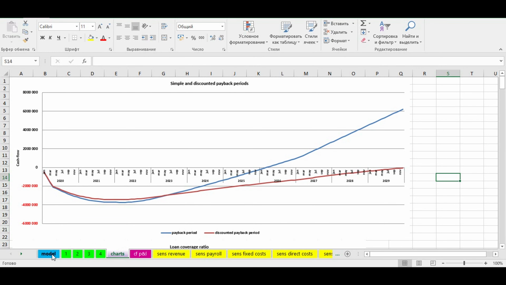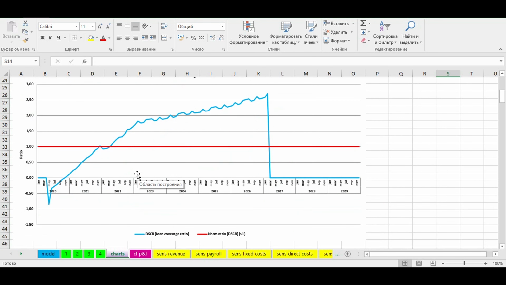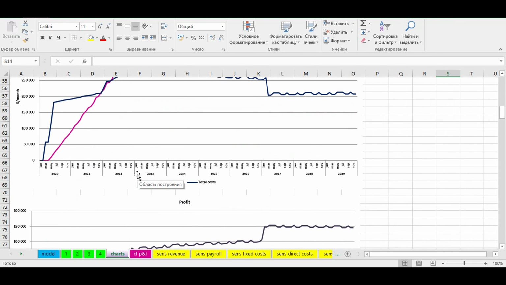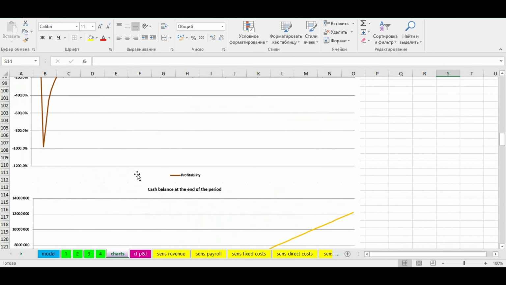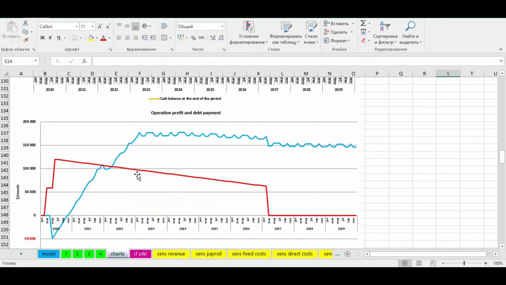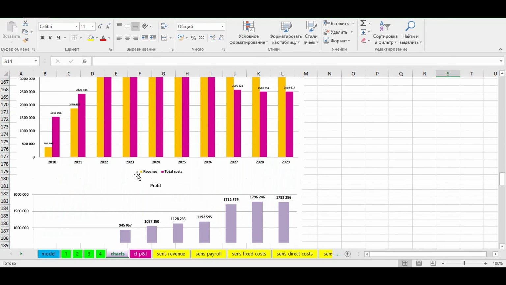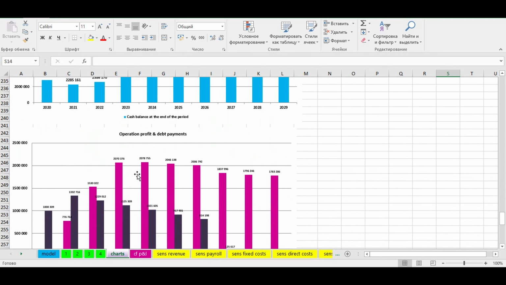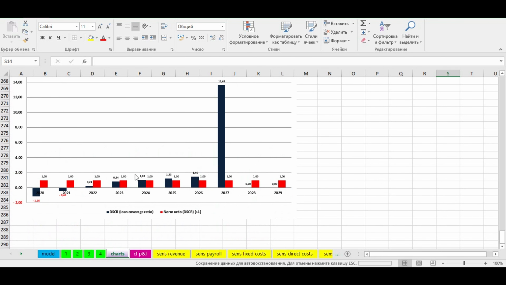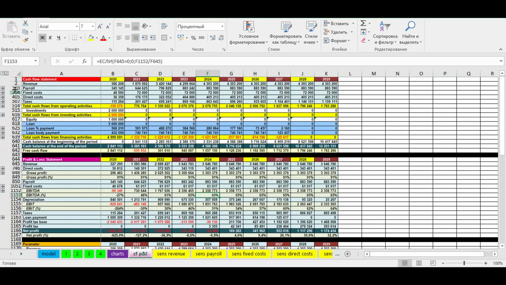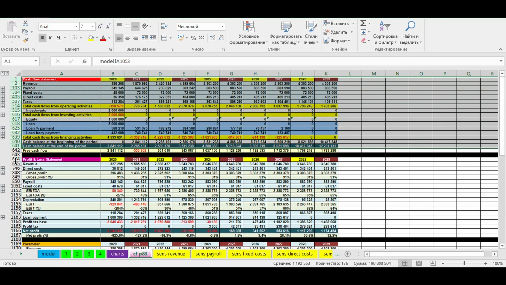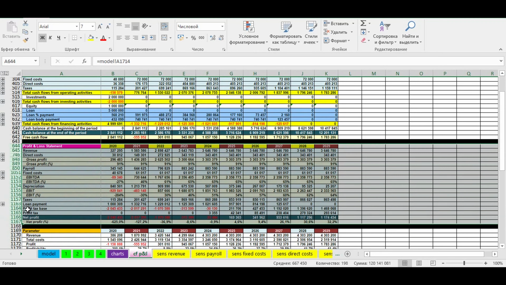Now we can see the graphic illustration of your business idea. Here we see in monthly detail the simple and discounted payback period, loan coverage ratio, revenue and total expenses, profit, profitability, cash balance, cumulative profit, operation profit, and loan payment. Then we have the same information done yearly. On the next Excel sheet, we have gathered the yearly consolidated cash flow statement, profit and loss statement, and main financial results of your hair salon.